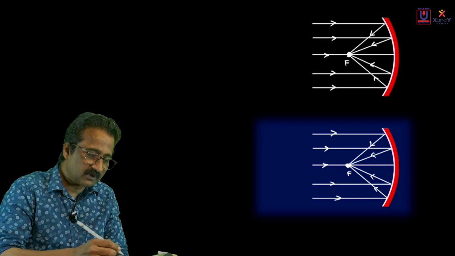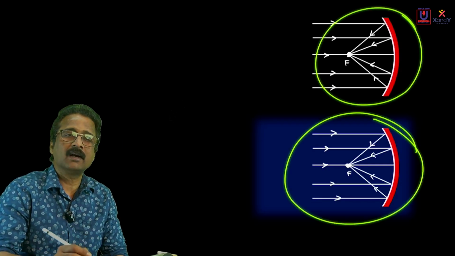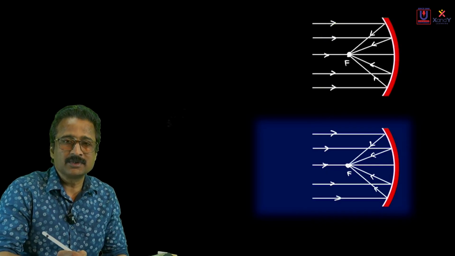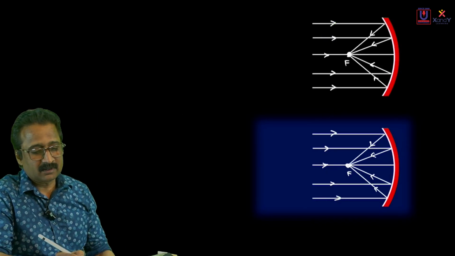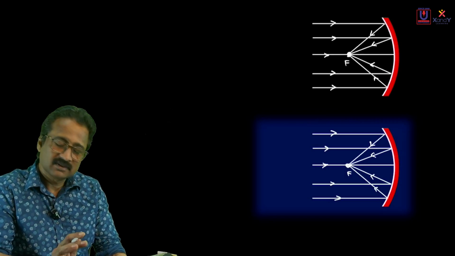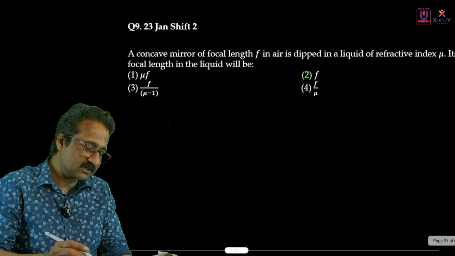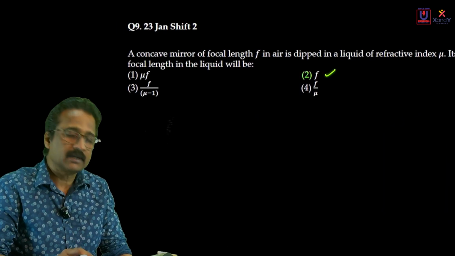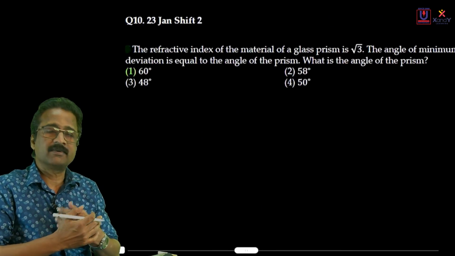If the mirror performs this way in air, it performs the same way in liquid also. So introducing a liquid into the environment of a mirror doesn't change its property at all. As long as the radius of curvature of the mirror remains intact, the focal length also remains the same. So focal length is not affected. Your answer continues to be f. Even if it is immersed in liquid, it doesn't make any difference.